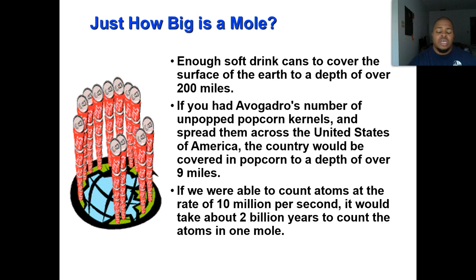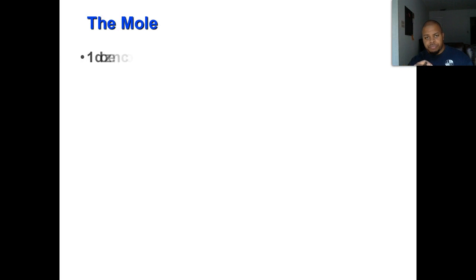And the last one, which is the one that really puts everything in perspective and helps me to see how large of a number we're dealing with here. If we were able to count atoms at a rate of 10 million per second, so we have the ability to count 10 million atoms per second, it would take about 2 billion years to count the number of atoms in 1 mole. So we're dealing with this huge, huge number. But the question is, why is it so large and why is it so important that we actually know this?